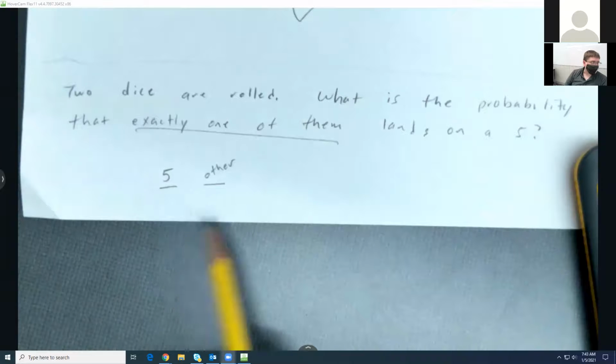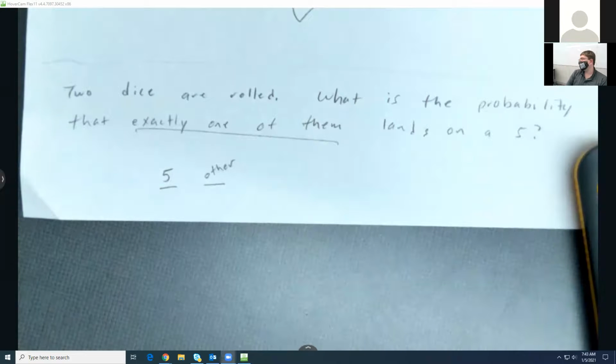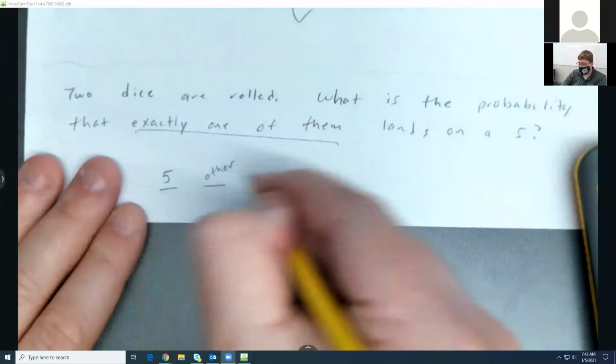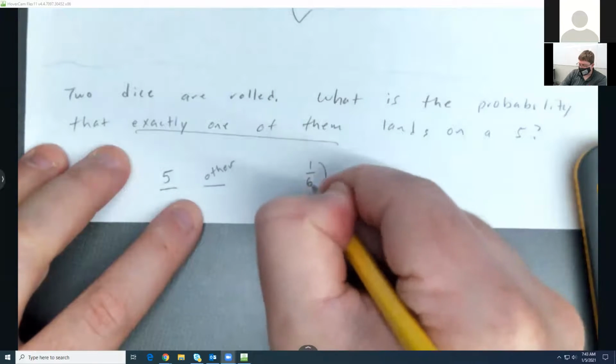So what is the chance that any single die lands on a 5? What are my odds of that happening? Just rolling one single die, roll it, and it lands on a 5. What are the chances of that happening? 1 out of 6, right? Because we've got 6 equal sides. So the first blank is going to be 1 over 6.